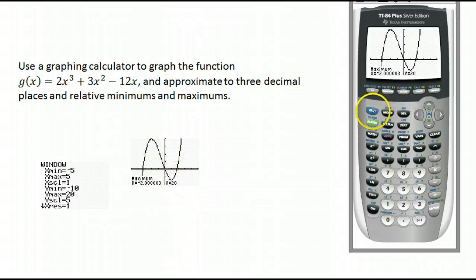Now let's get a relative min. So I go Second, Calc again. This time I choose number 3. For my left bound, I'll use 0, and for my right bound, I'll use 3. Enter. I'll just hit enter for the guess. And there's our relative min at negative 7.